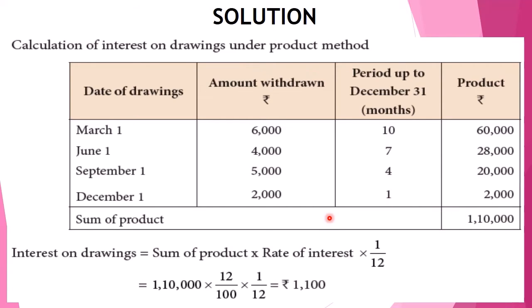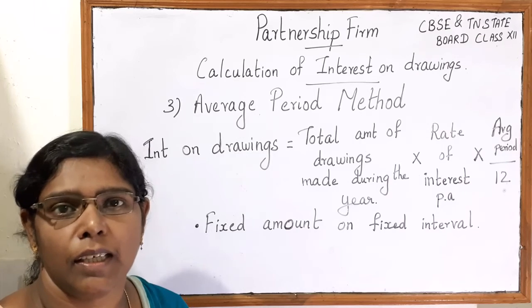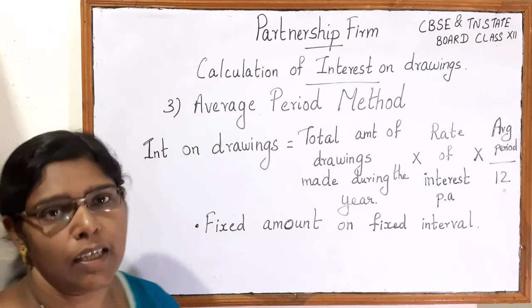Now we'll come to the formula. Interest on drawings is equal to sum of products into rate of interest into 1 by 12. So it is 1,10,000 into 12 by 100 into 1 by 12. That gives us an amount of 1,100.